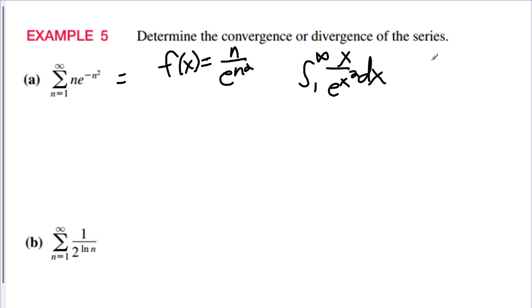We're going to do a change of variables on this one. We're going to actually use u substitution. So let's set u equal to x squared. Then du is equal to 2x dx.